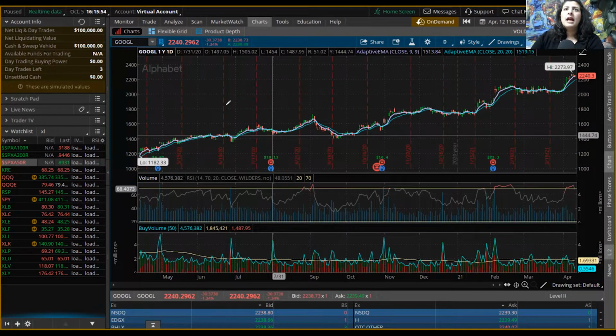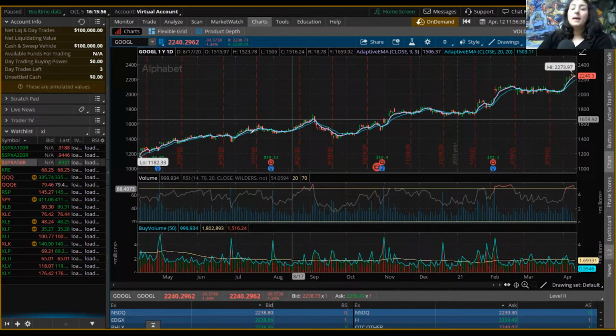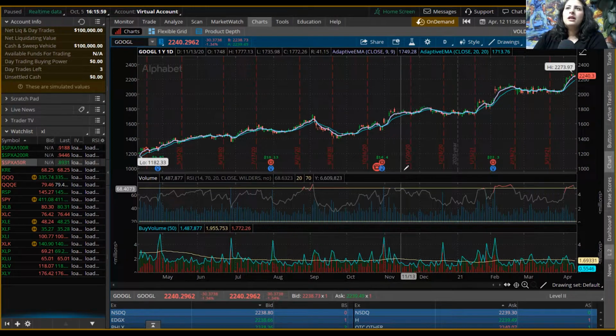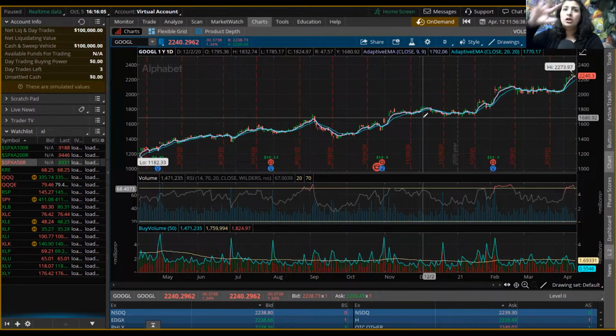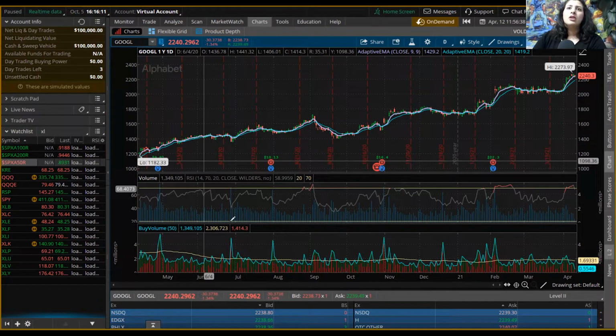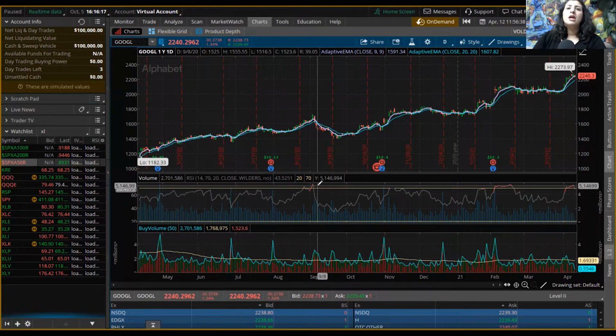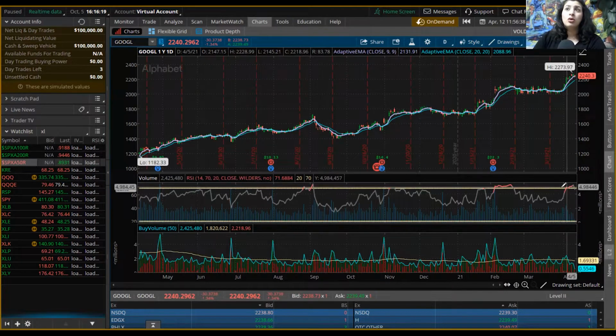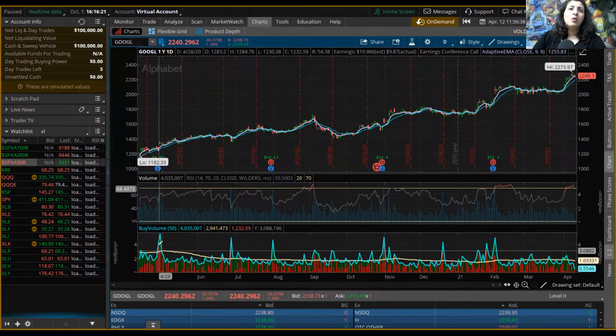Here's Google, and Google is a big mover. So this is back in April. And so one of the things that I like to do is I like to look at the historical chart. I like to look over a year to see how the underlying likes to move, how it responds to things like being overbought or oversold, what the buy volume is.